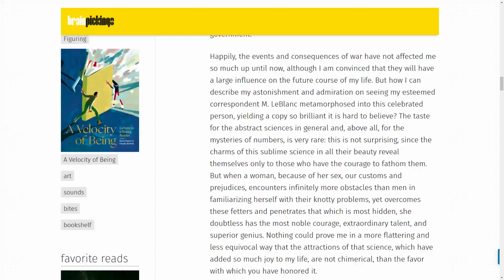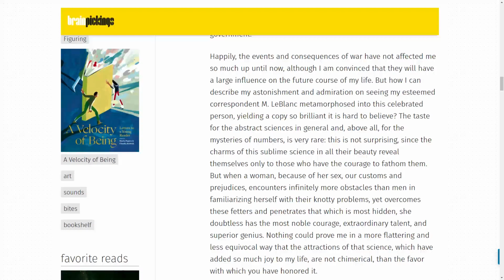But when a woman, because of her sex, our customs and prejudices, encounters infinitely more obstacles than men in familiarizing herself with their knotty problems, yet overcomes these fetters and penetrates that which is most hidden, she doubtless has the most noble courage, extraordinary talent, and superior genius. Nothing could prove to me in a more flattering and less equivocal way that the attractions of that science, which have added so much joy to my life, are not chimerical, than the favor with which you have honored it.